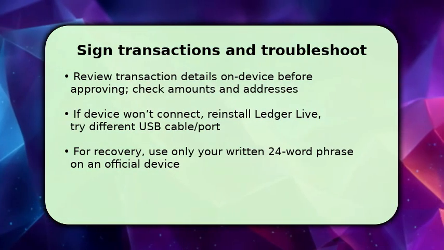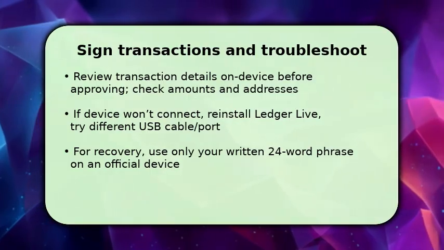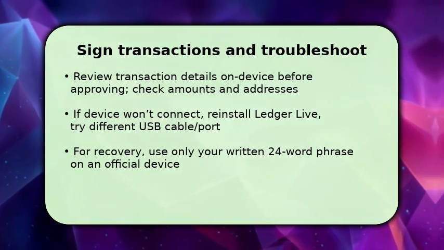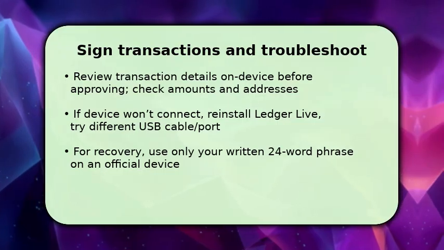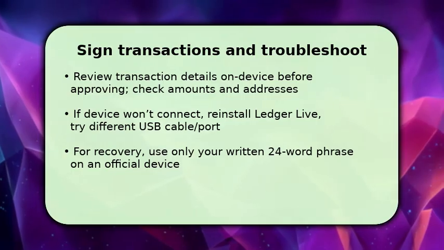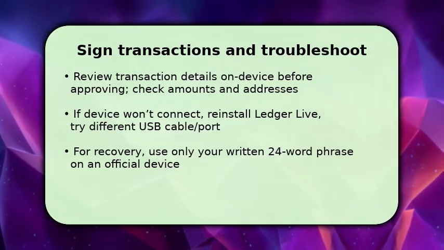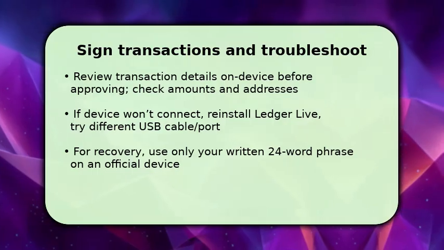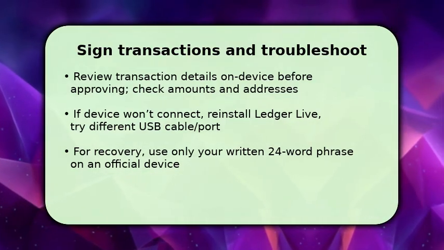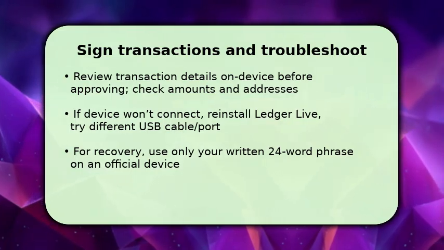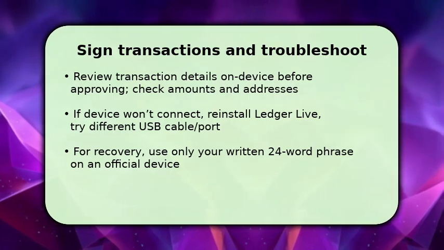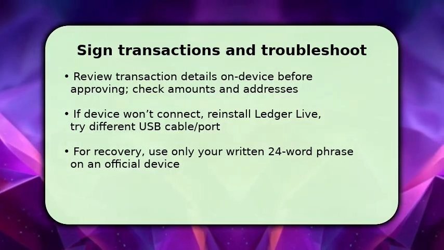To complete a transaction, initiate it in Ledger Live and then review the full details on your Ledger screen. You must approve each field because the device signs securely. If something goes wrong, like a connection failure, first try a different USB cable and port, then reinstall Ledger Live and update drivers. This resolves most issues. If you ever need to recover, use only your written 24-word phrase on a real Ledger device and never enter it into software or websites to avoid theft.